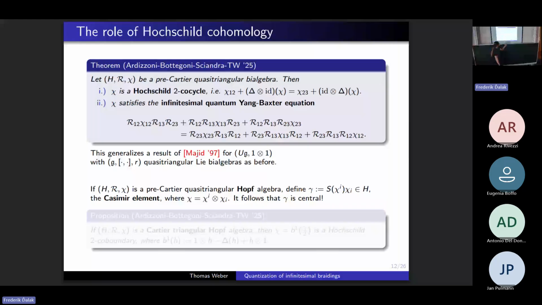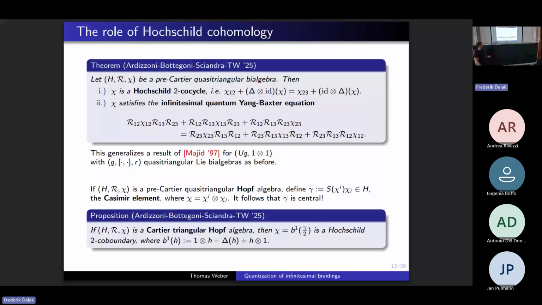First of all, you can see that this is automatically a central element. Furthermore, if you're not in the pre-Cartier case but in the Cartier case, so a triangular algebra, then your chi will actually not be a cocycle but a coboundary. So you can show that chi is a Hochschild 2-coboundary, in the image of the Hochschild differential, where you're plugging in half of the Casimir. Kind of interesting that the pre corresponds to cocycles, while Cartier corresponds to coboundaries.